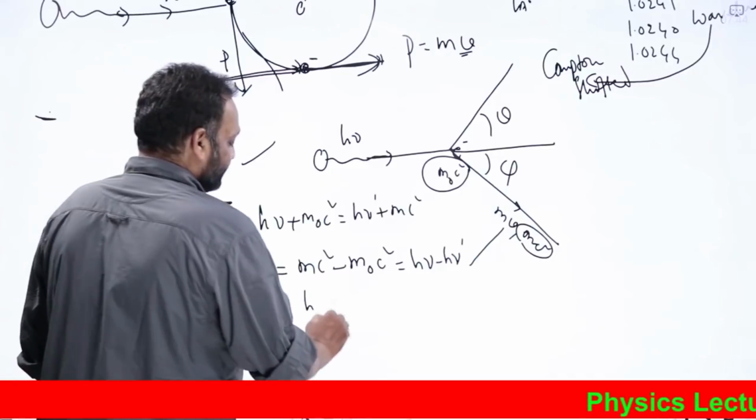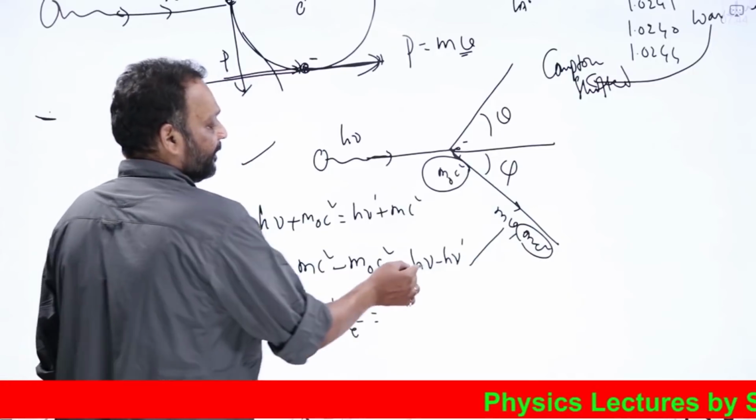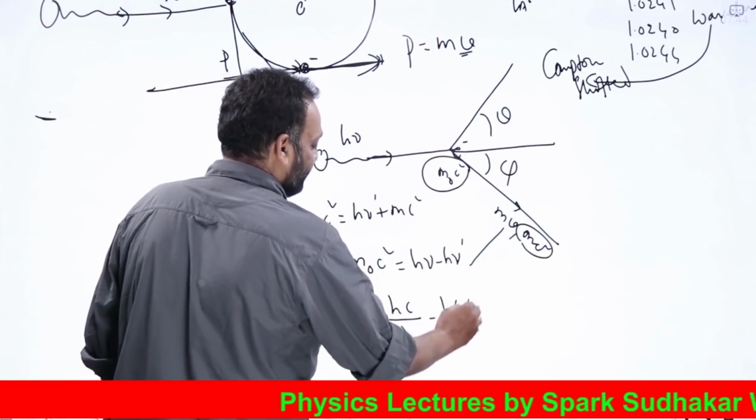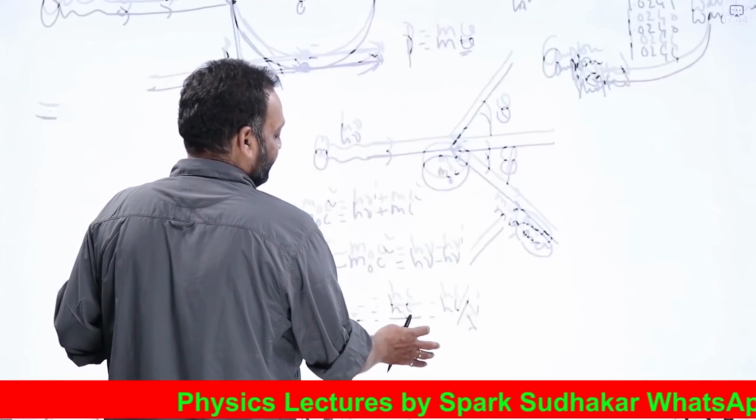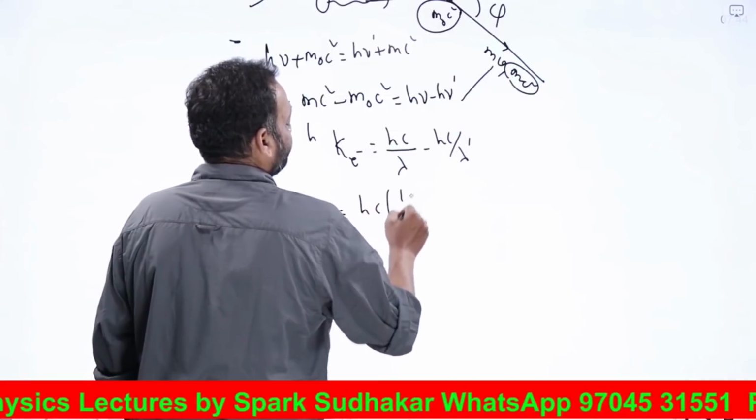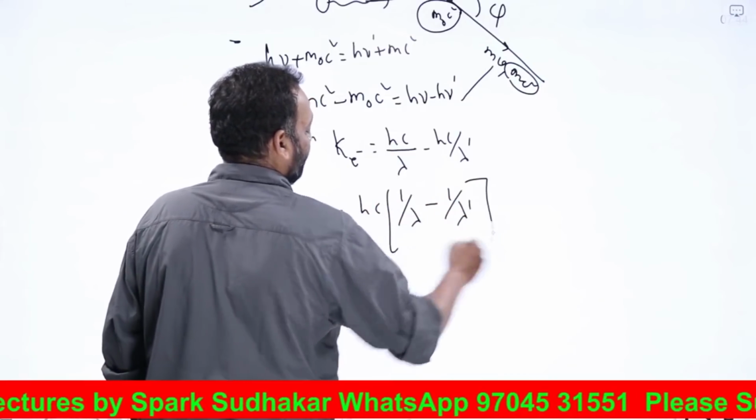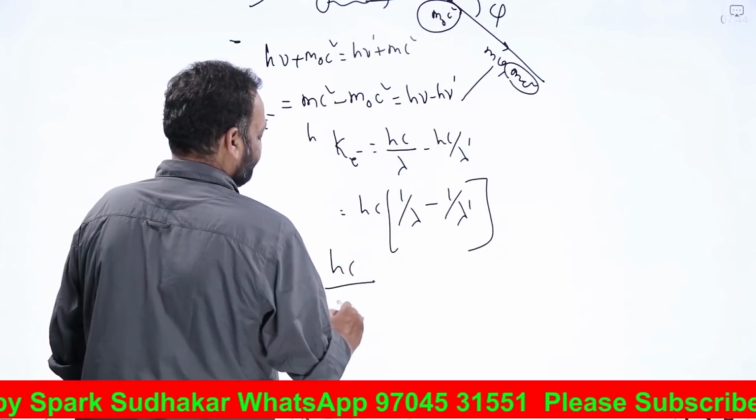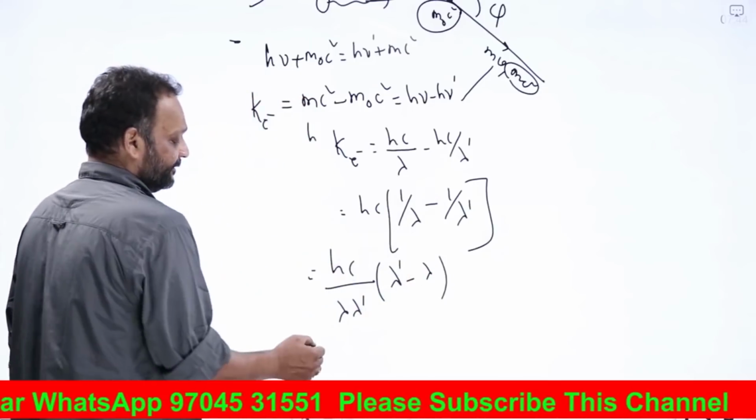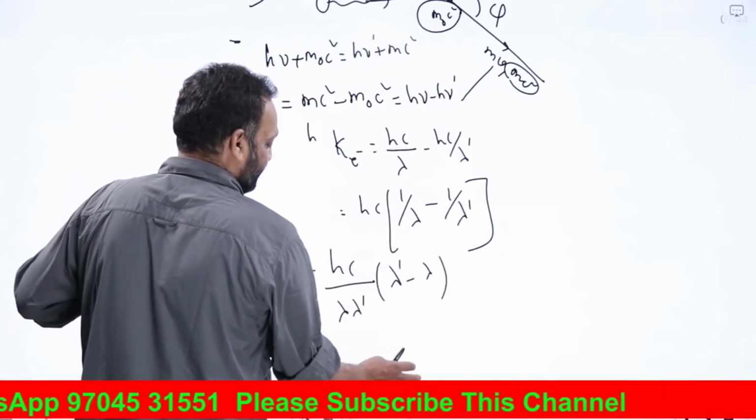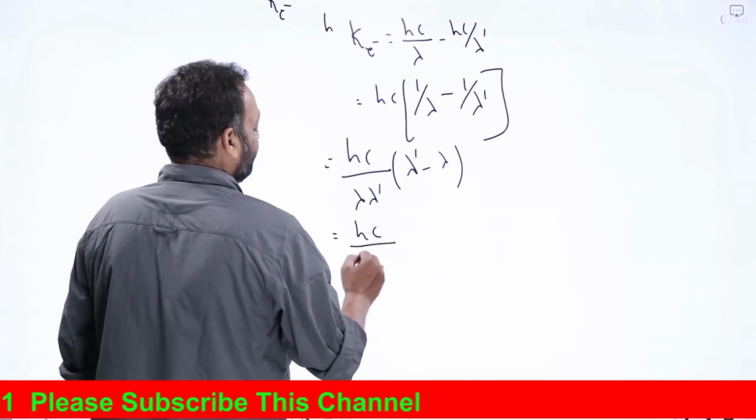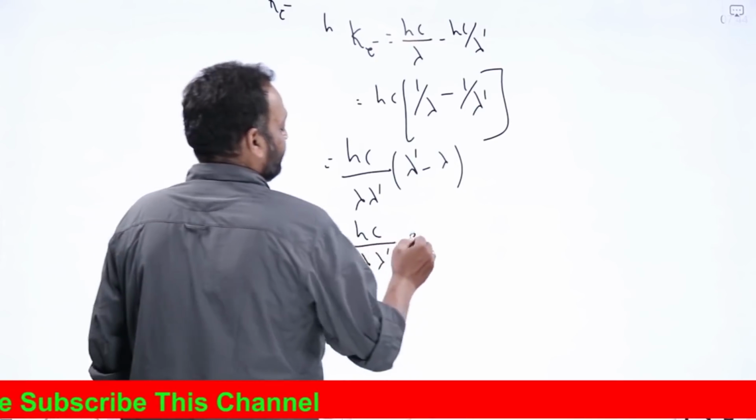So kinetic energy of the recoil electron is equal to h nu minus h nu dash, or hc by lambda minus hc by lambda dash. Now take hc common: hc into 1 by lambda minus 1 by lambda dash. Taking LCM, that is hc by lambda dash into lambda dash minus lambda. Now, what is lambda dash minus lambda? It is nothing but our d lambda, the Compton shift. So that is hc by lambda dash into d lambda.